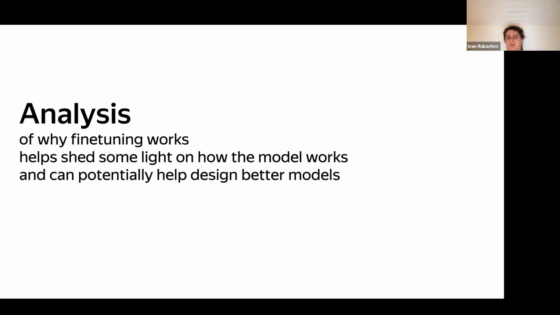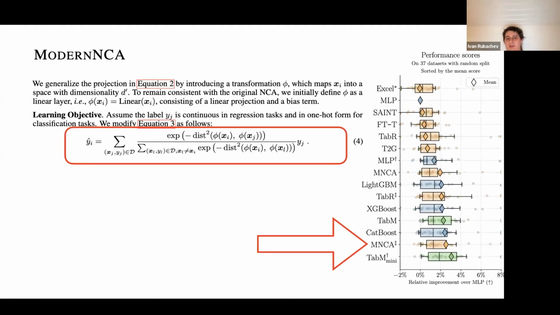So this is basically modern NCA. We have an L2 distance between embedded objects, and then our prediction is just a soft combination of all the training set labels. And it actually is quite performant in terms of tabular benchmarks. Here it's again an academic benchmark where it outperforms all the gradient boosting decision tree libraries, and it's behind just only the TabM model.